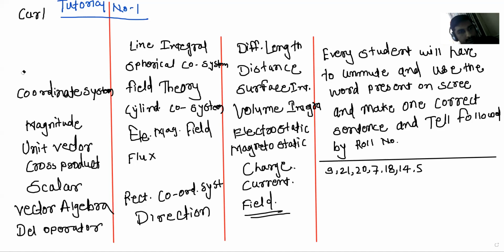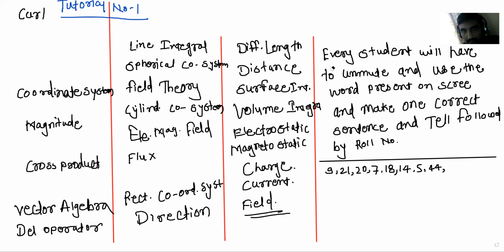Roll number 5. Unit vector is a ratio of a vector to its magnitude. Okay. Great. It's a vector upon magnitude. Roll number 44, sir. Yes, tell me. Scalar. A quantity that requires only magnitude and does not require direction is known as a scalar quantity.